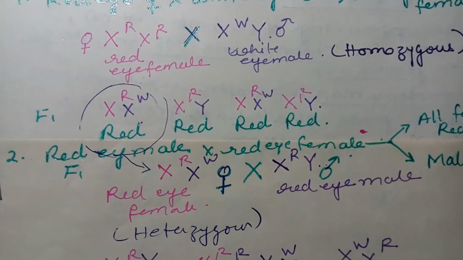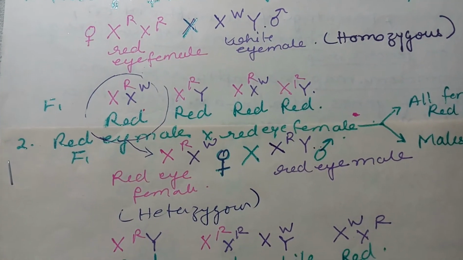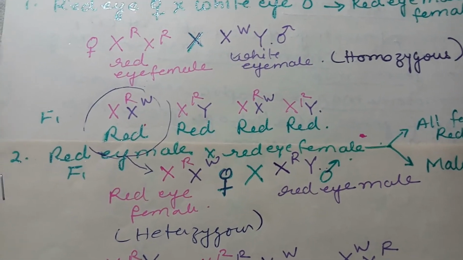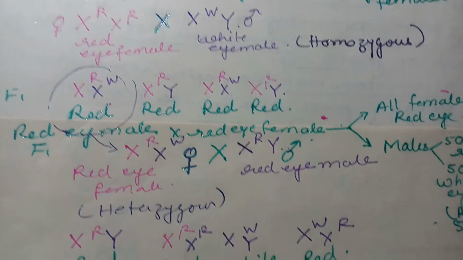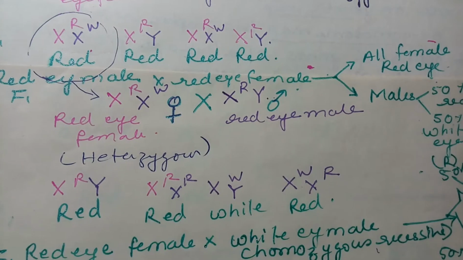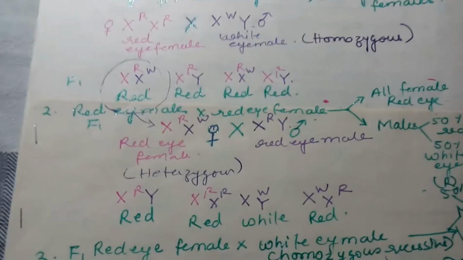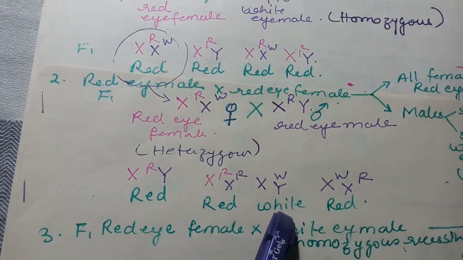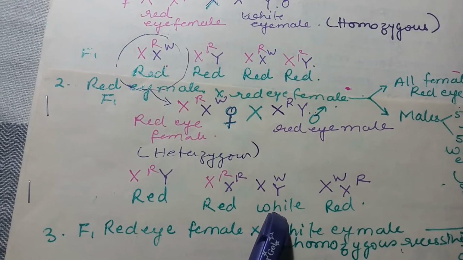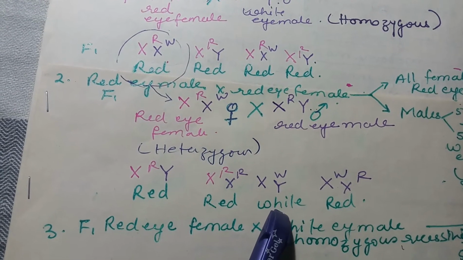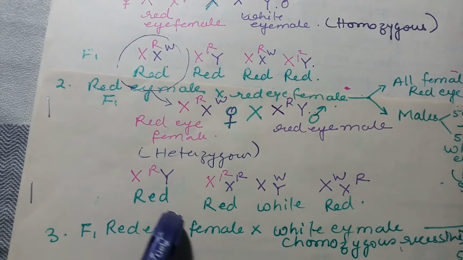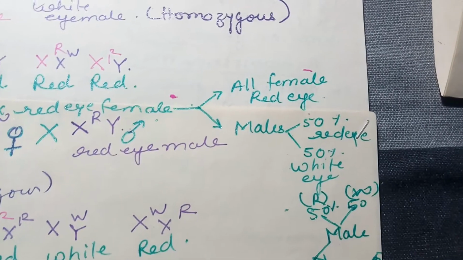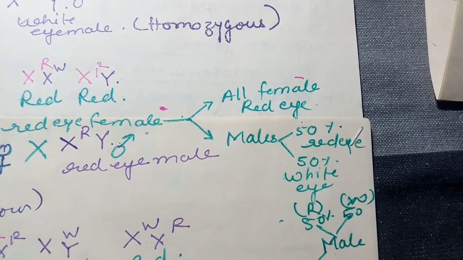Then in the second cross, the F1 female is crossed with the red-eyed male. When it is done, you will see red and white. In the male population, 2 different eye colors are seen: 50% white, 50% red, whereas 100% red in the female population. You will see all females are red, males are 50% red and 50% white.